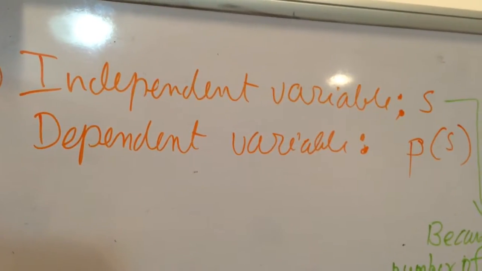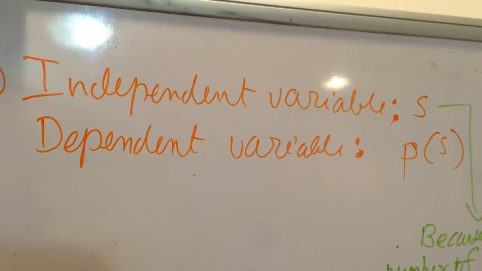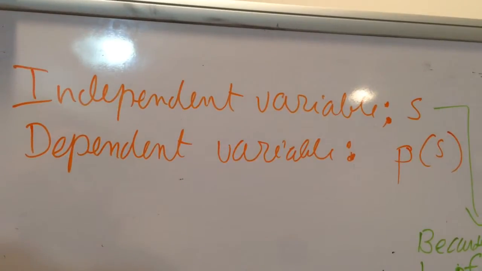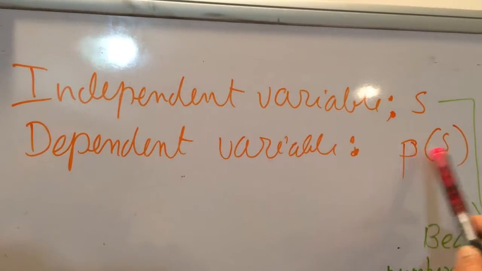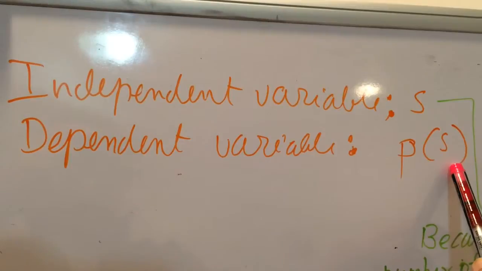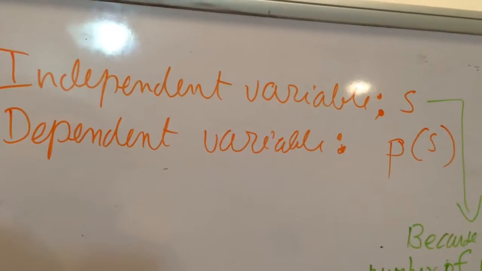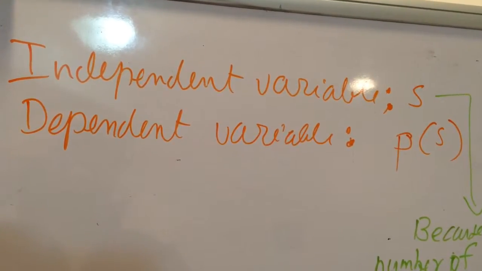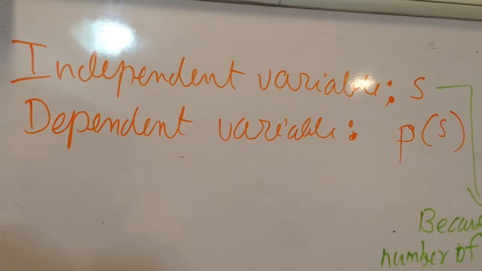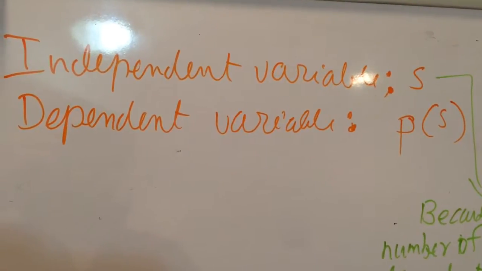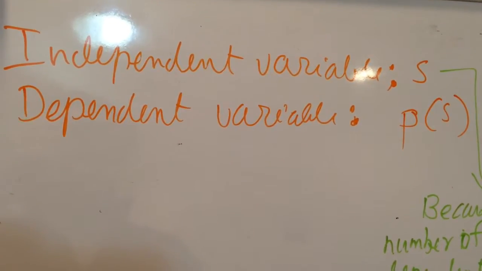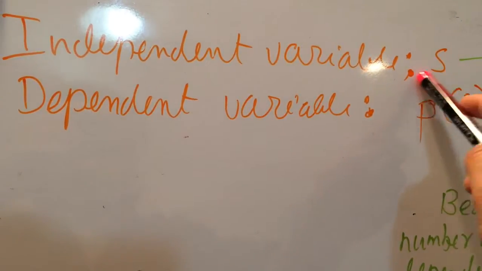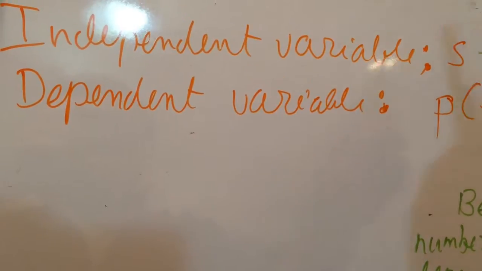Okay, so what's the independent variable here? The independent variable here is S. Why? Because the total number of pictures taken P of S is dependent on the number of sessions. Let's say that there is one session, and in one session you can take two pictures. Then in two sessions, you can take four pictures. So the total number of pictures P of S is dependent on the number of pictures.